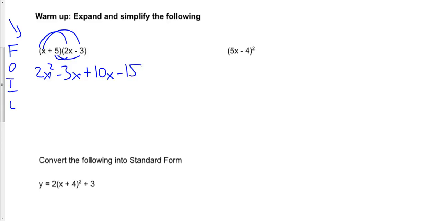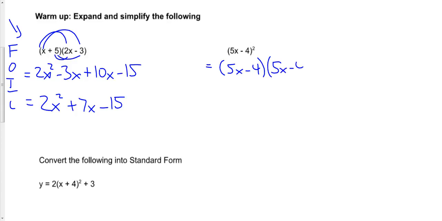So if we simplify this and collect our like terms, we end up with 2x squared plus 7x minus 15. If we do the same thing over here on the right-hand side, we see we have a perfect square. We're going to solve this the exact same way we did the first example, but there's one extra step, and that's this squared piece here. That means this is actually 5x minus 4 times 5x minus 4.